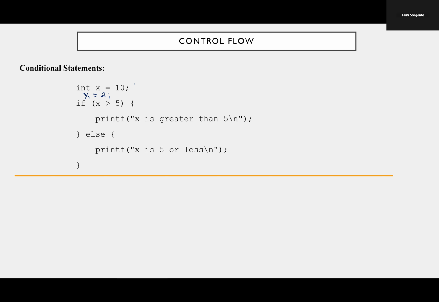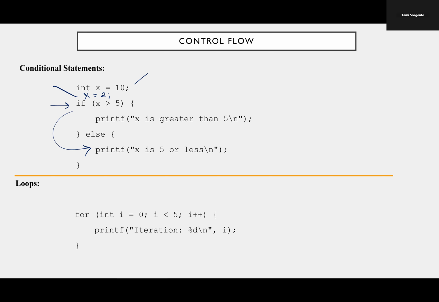So this is declaring it has a value 10. This is changing its value to 2. This is testing if it's greater than 5. It's not. So then it's going to go into here. We already went over loops.